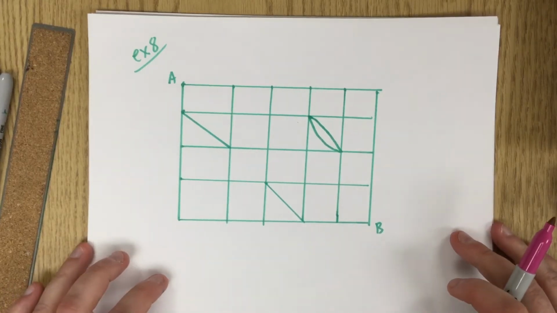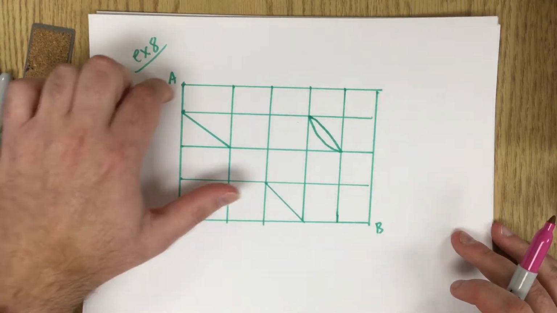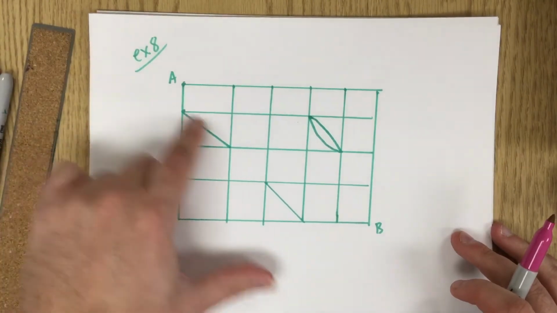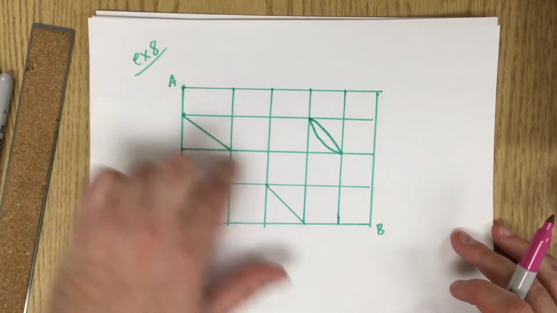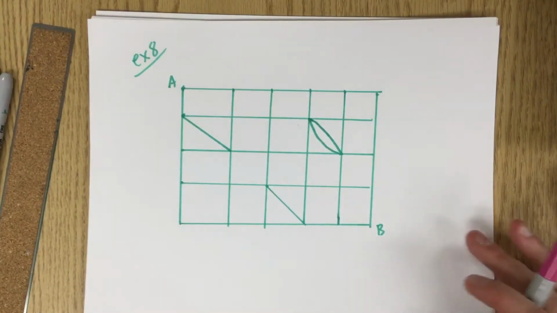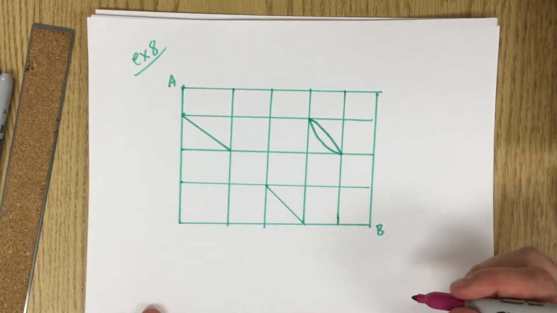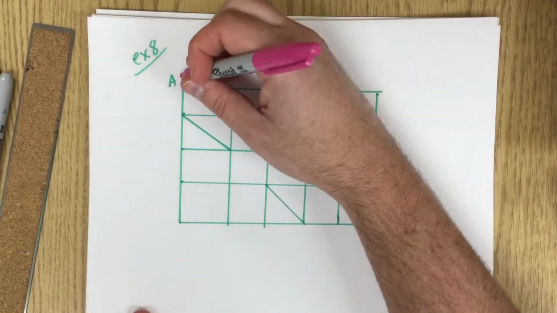Okay, example 8, we're going to introduce a slightly new rule. So you could still only go right or down, but you could also go kind of downish right. So you could go down these diagonals. So let's see how this is going to pan out.